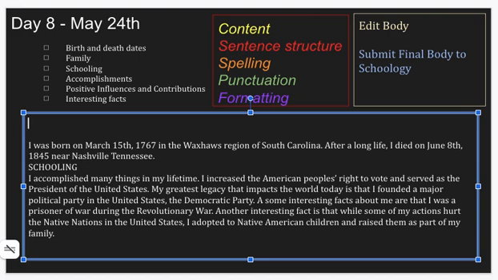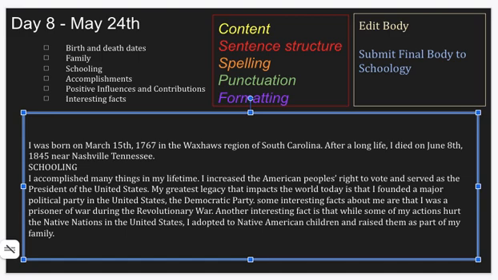Some interesting facts about, that sounded kind of weird. I don't think I need that. There. Some interesting facts about me are that I was a prisoner of war during the Revolutionary War. Another interesting fact is that while some of my actions hurt the Native nations in the United States, I adopted 2 Native American children and raised them as part of my family. All right, I think that sounds pretty smooth.